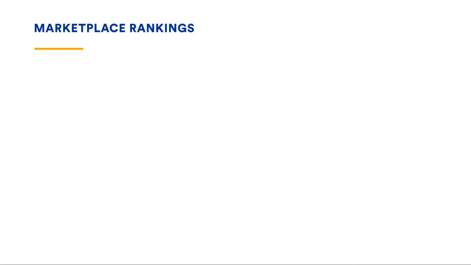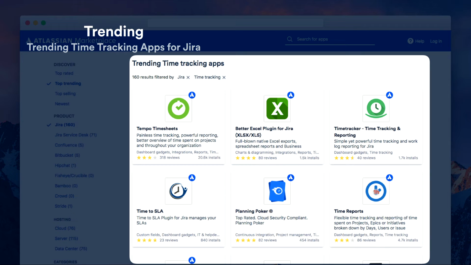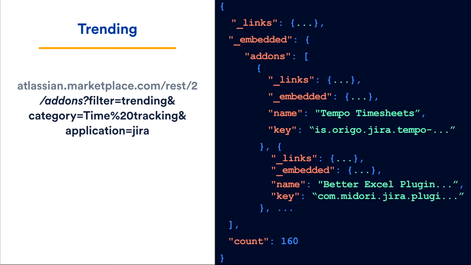Okay, so we looked at searches. Now let's look at rankings. In this case, we're gonna look at the trending ranking. So when we go to the marketplace and we look at time tracking apps that are trending, we get a result. Here's an endpoint that you can hit to get trending information. You can get things like top rated, top grossing, and other subcategories of this.